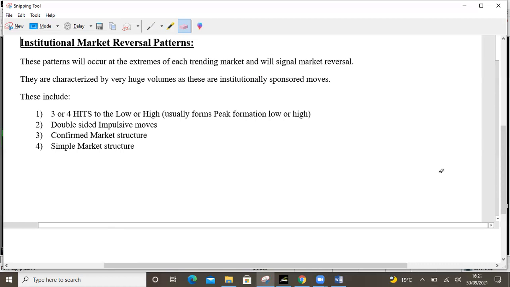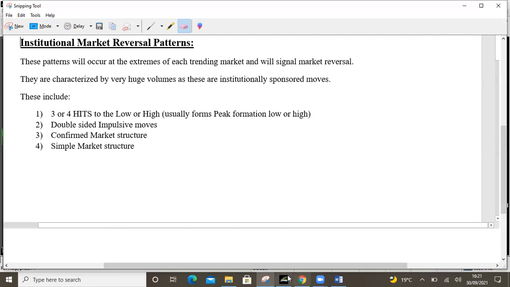Now, the simple market structure is really not stable. It's not a reversal pattern that I would advise beginners to use, okay? Because at times you may find that the break of market structure was just a liquidity grab, okay? And you may end up losing a lot of money. So if you can avoid the simple market structure, unless you're very, very disciplined and you've really back tested it, then it's something that you can actually ignore.